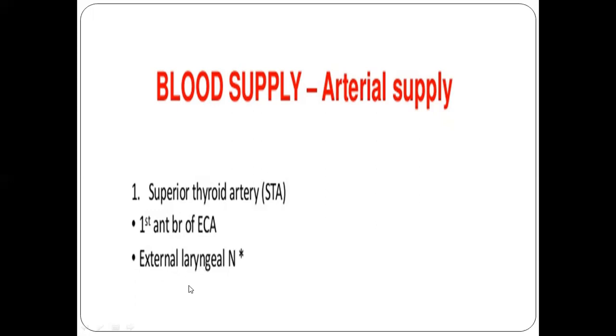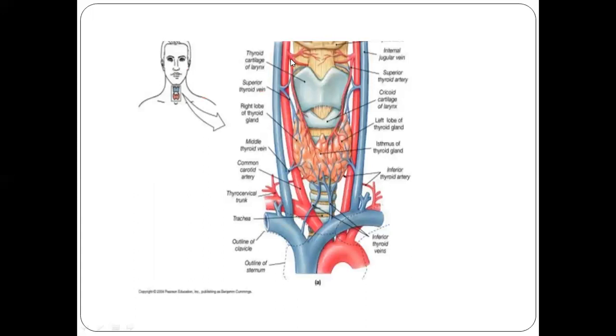Whenever this nerve is damaged, what happens? The pitch of the voice is decreased. So it is bad for those who are singers, because they will not produce a higher pitch. This is the superior thyroid artery, which is the branch of the external carotid artery.